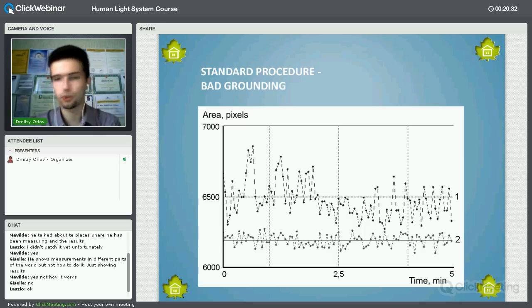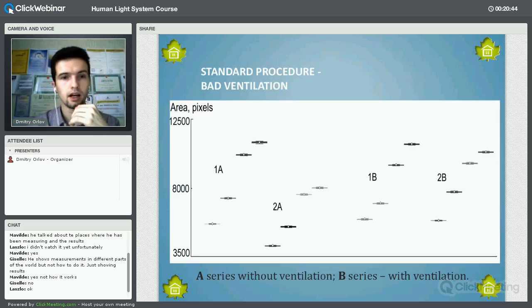Well, now when you're working with Bio-Well, Bio-Well is not connected to mains, it's connected through USB to computer. So this is not so important. Next thing is ventilation.